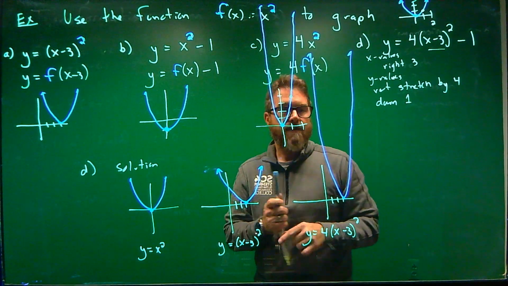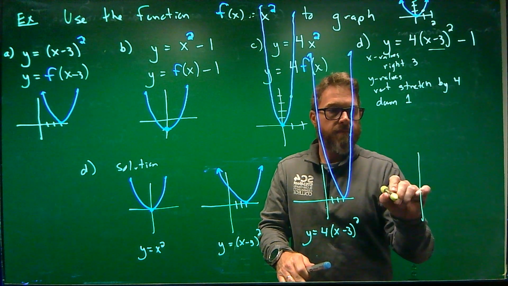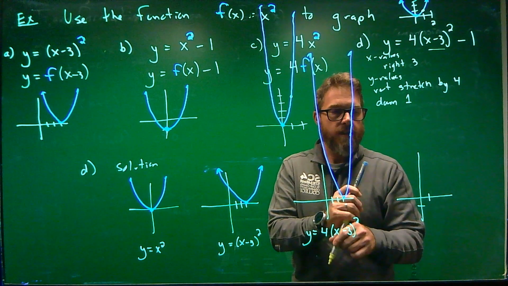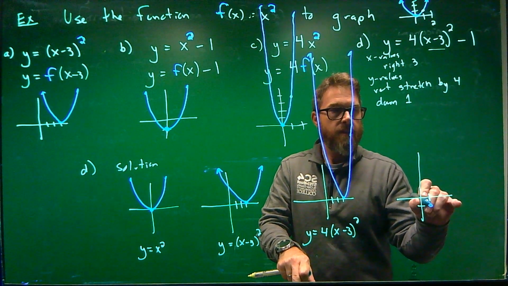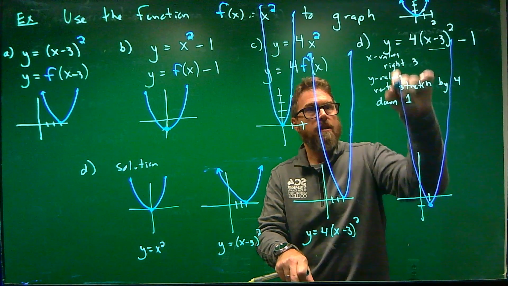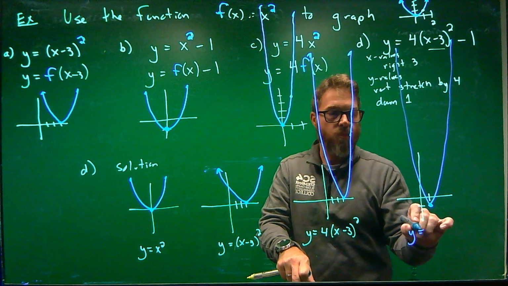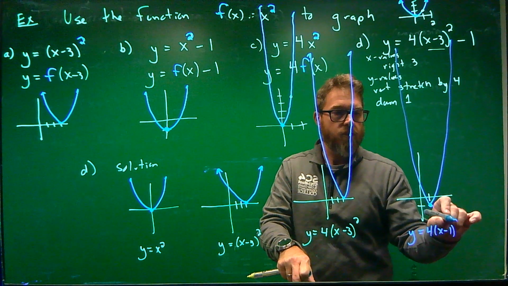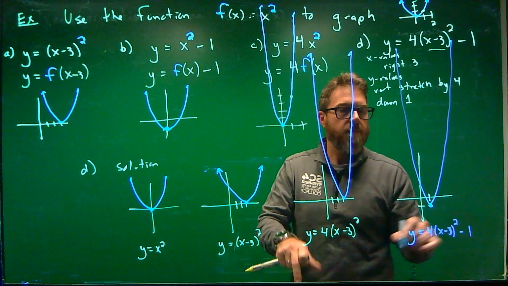And then finally I have to take this thing and I have to go down 1. Boom, boom, and this is going to go down 1. So now you can see that this right here is finally my solution: y is equal to 4 times (x minus 3) squared minus 1.